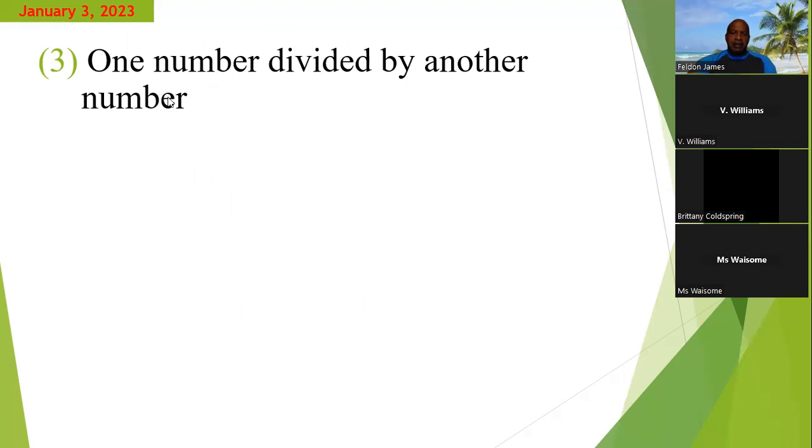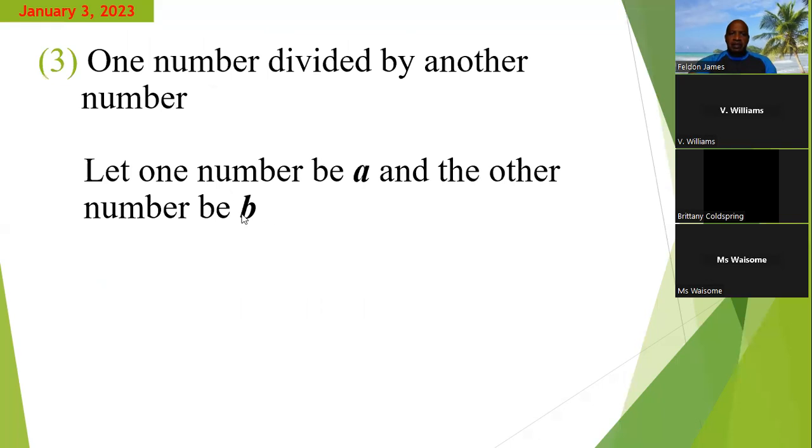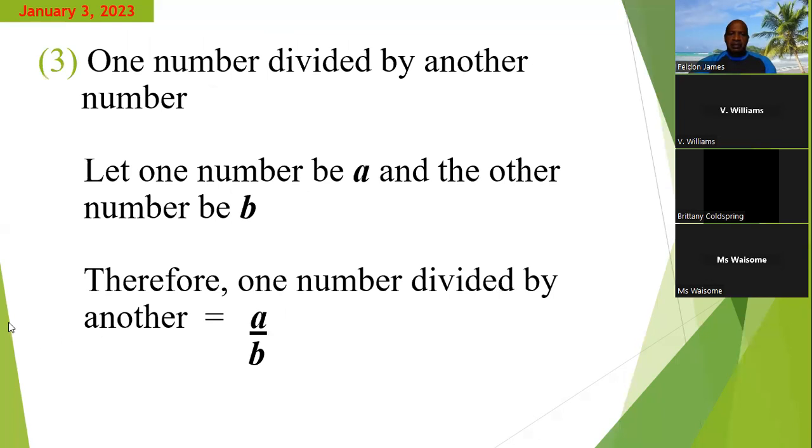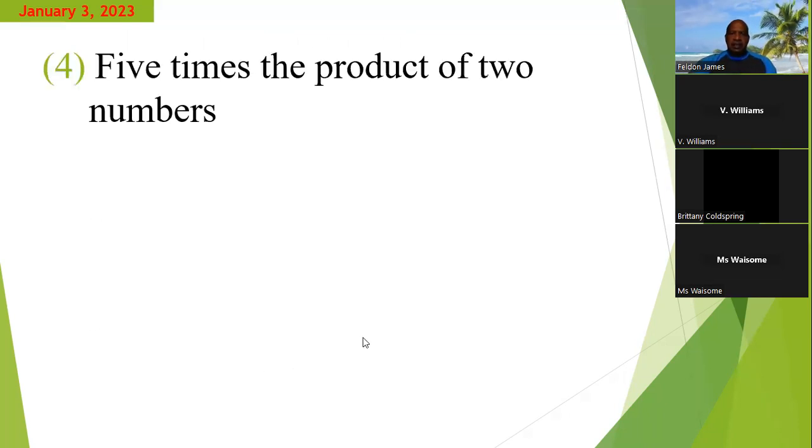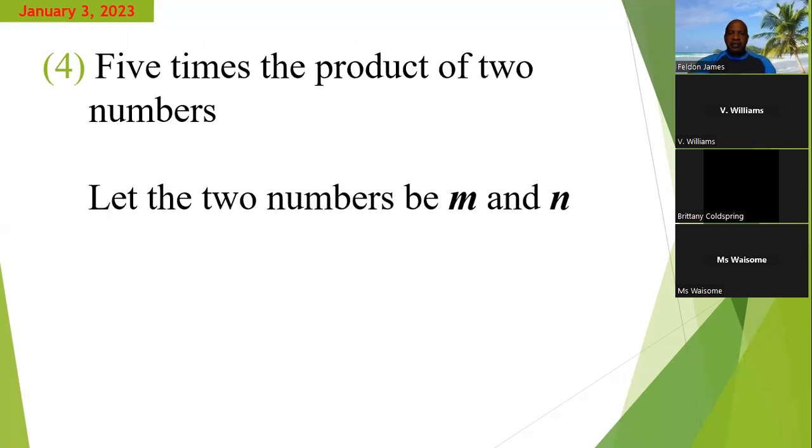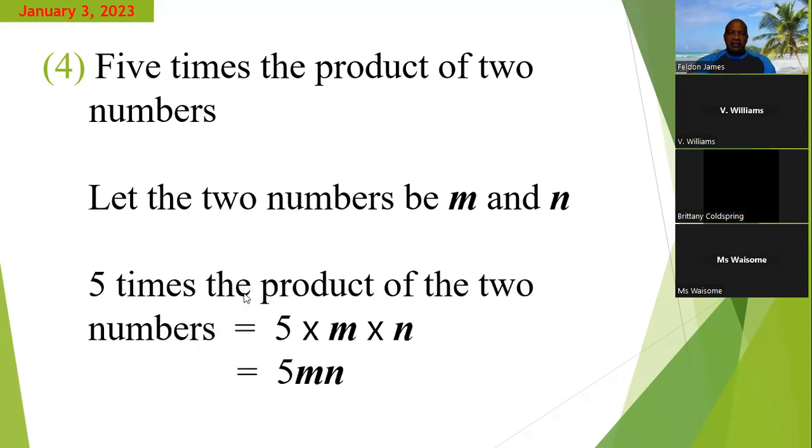One number divided by another number. We don't know what both numbers are. So we say let one number be A, the other number be B. So if we have one number divided by another number, here A would be divided by B. All right, 5 times the product of two numbers. Let the two numbers be M and N. Then 5 times their product, we would have 5 times M times N.